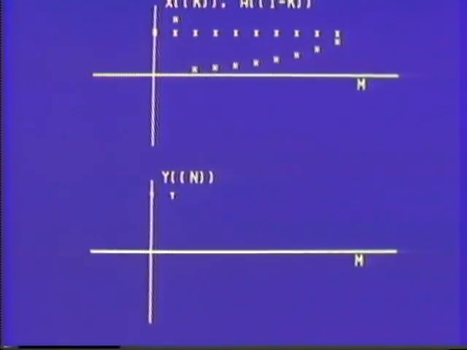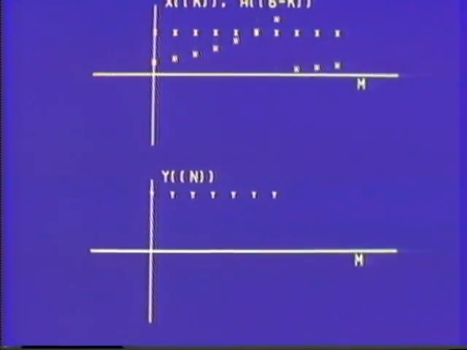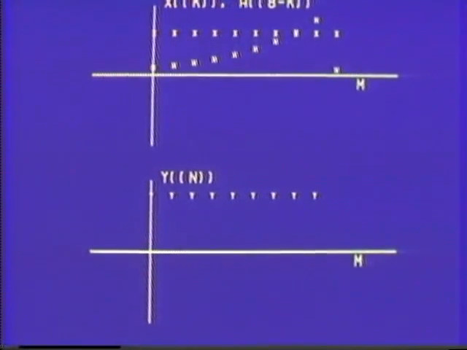And the thing to notice is that since x of k is of length capital M, as we implement the circular shift of h of minus k, the values of h of minus k are always engaged with unity values of x, and consequently, y always comes out to have the same value.